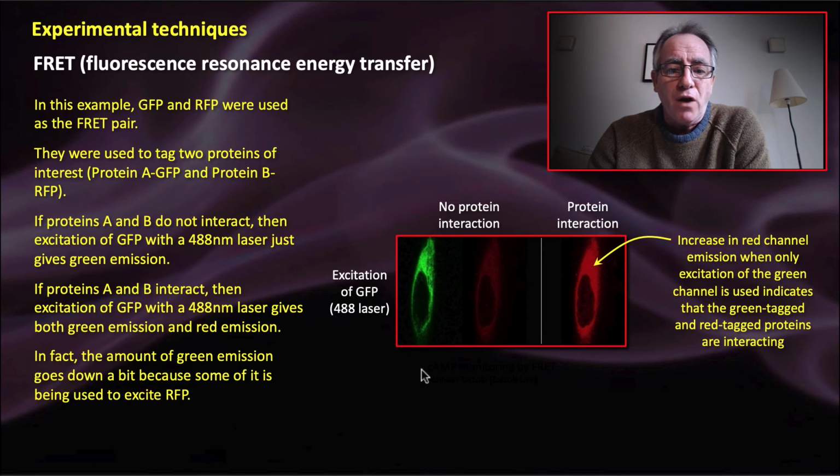But if you fire the short wavelength laser and you see red fluorescence being emitted, you know that the two tagged proteins are interacting with each other. So we conclude proteins A and B, which were fused with green and red fluorescent protein respectively, do interact with each other in the cell.